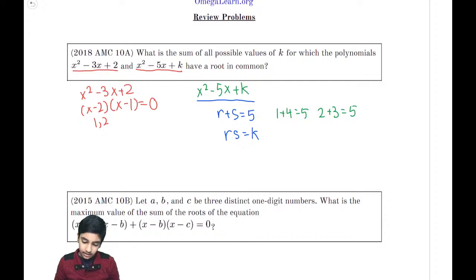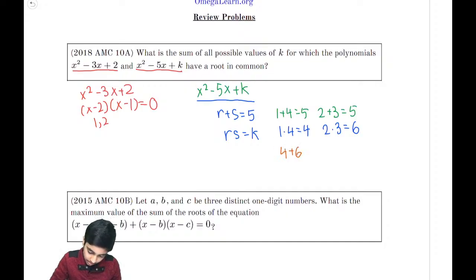Now that we know the two roots can either be 1 and 4, or 2 and 3, we can find the product of the roots in both cases. In the first case, the product is 1 times 4, or 4. In the second case, the product is 2 times 3, or 6. So the sum of the values of k, or the sum of the products of the roots, is 4 plus 6, which is 10. And that's the answer for this first review problem.